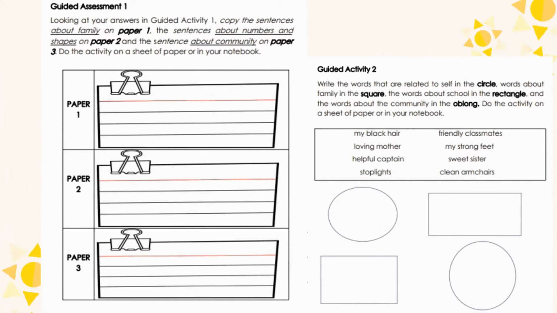Here are the choices: my black hair, loving mother, helpful captain, stoplights, friendly classmates, my strong feet, sweet sister, and clean armchairs. Remember that you are going to write words related to self in the circle, words related to family in the square, words related to school in the rectangle, and words related to community in the oblong.